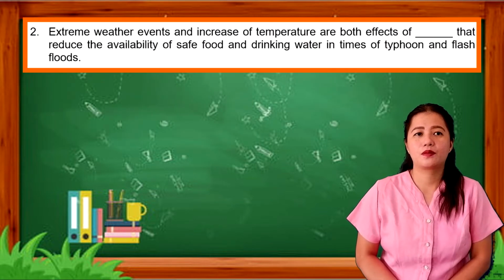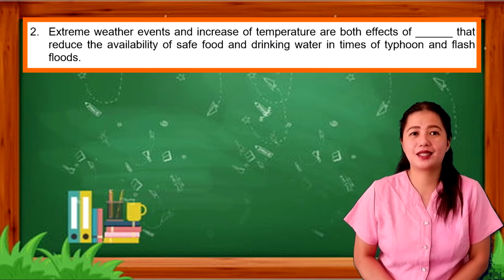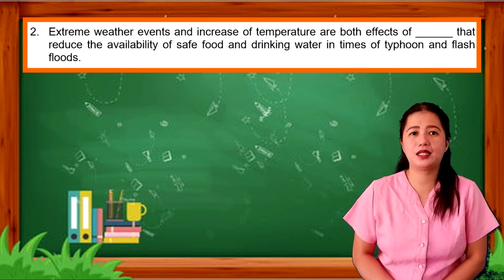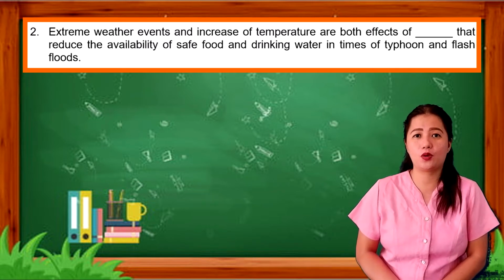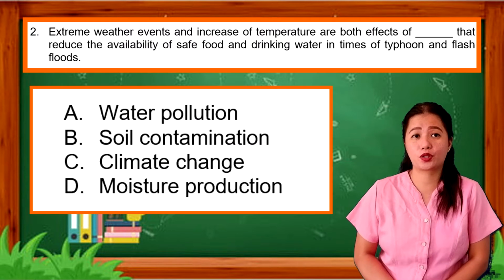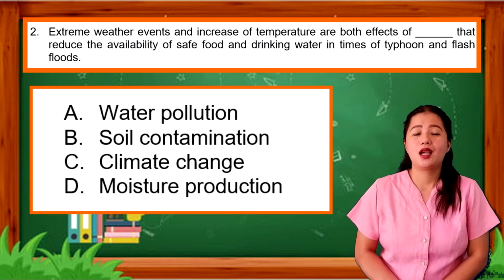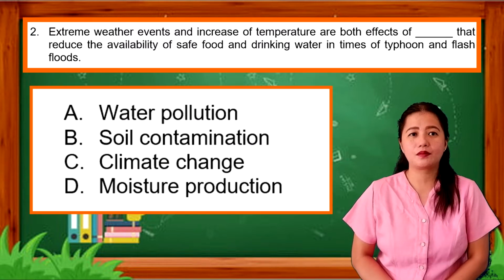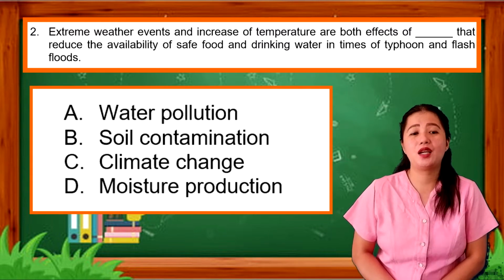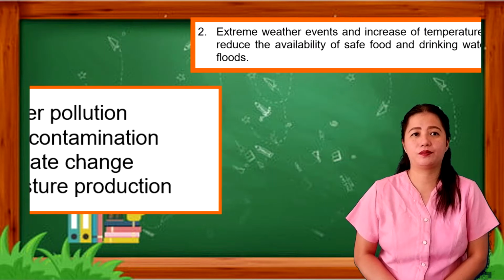Number 2. Extreme weather events and increase of temperature are both effects of blank that reduce the availability of safe food and drinking water in times of typhoon and flash floods. Letter A, water pollution. Letter B, soil contamination. Letter C, climate change. Letter D, moisture production.